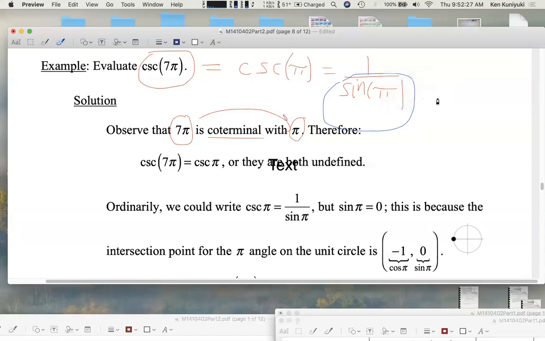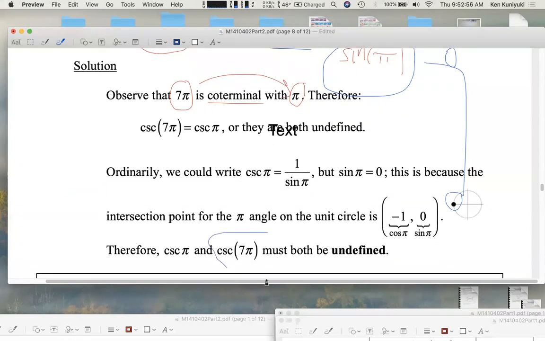The sine of pi is the y-coordinate of this point over here on the unit circle. What's the y-coordinate of this point corresponding to pi radians? The y-coordinate is 0. So we're talking 1 over 0. 1 over 0 is undefined. Cosecant of pi is undefined, therefore cosecant of 7 pi is undefined. That happens sometimes for quadrantal angles. By the way, cosecant of pi was also undefined.